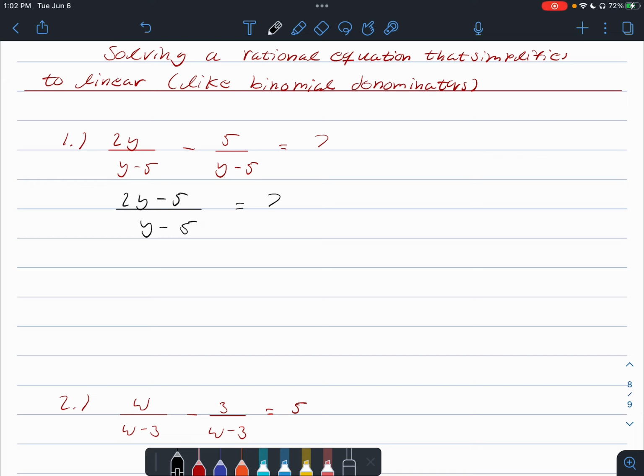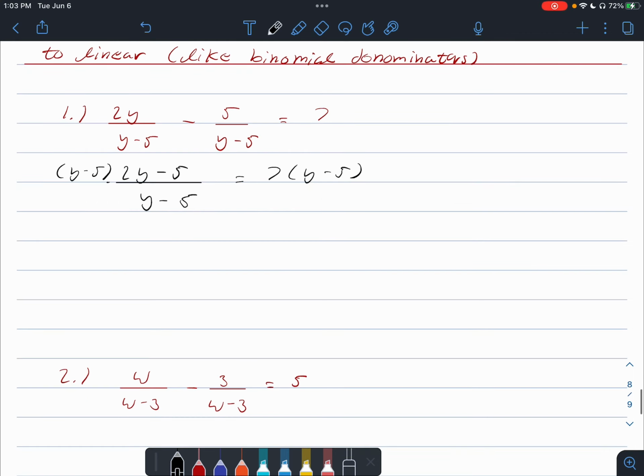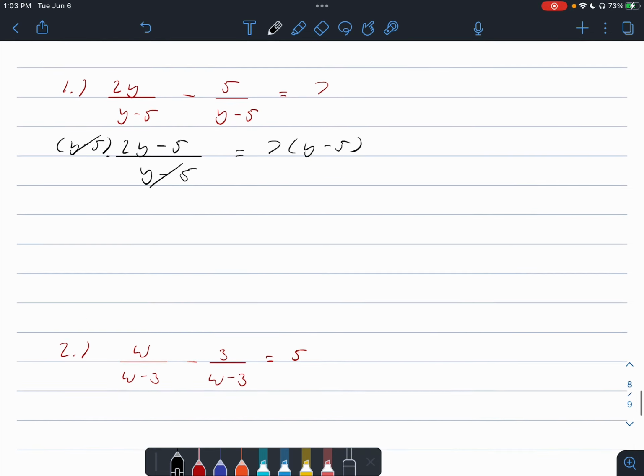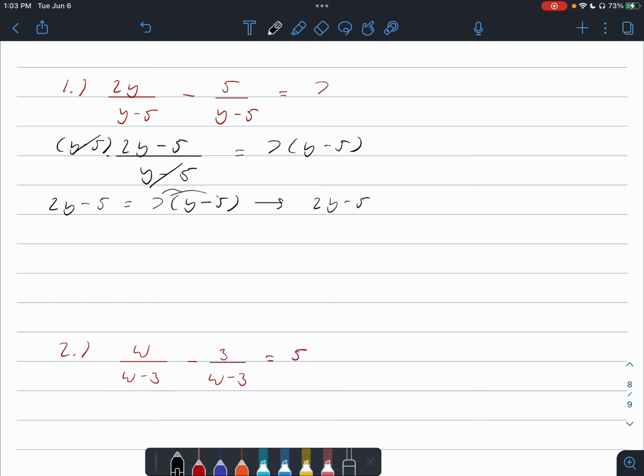So now to go ahead and clear out our denominator here, let's multiply both sides of the equation by y minus 5. On the left-hand side here, y minus 5 will cancel. And now we're left with 2y minus 5 is equal to 7 times y minus 5. Now, we should distribute this 7 here, and we'll get 2y minus 5 is equal to 7y minus 35.